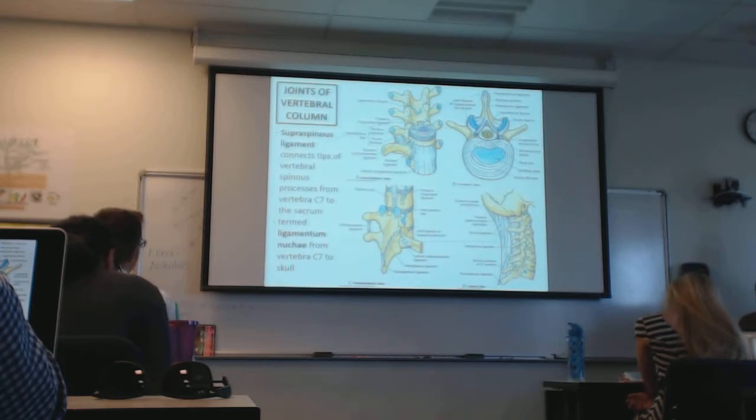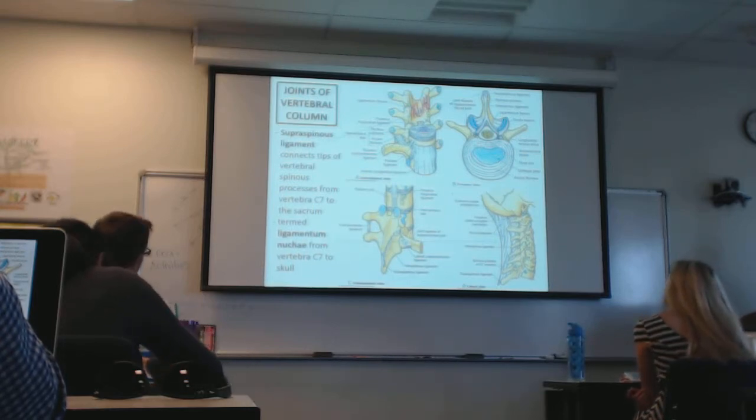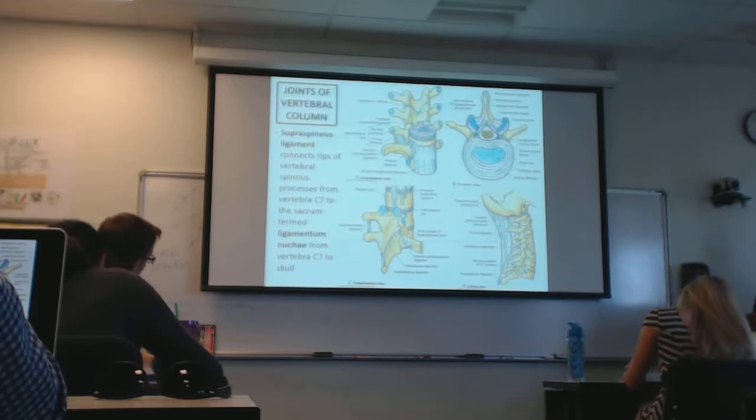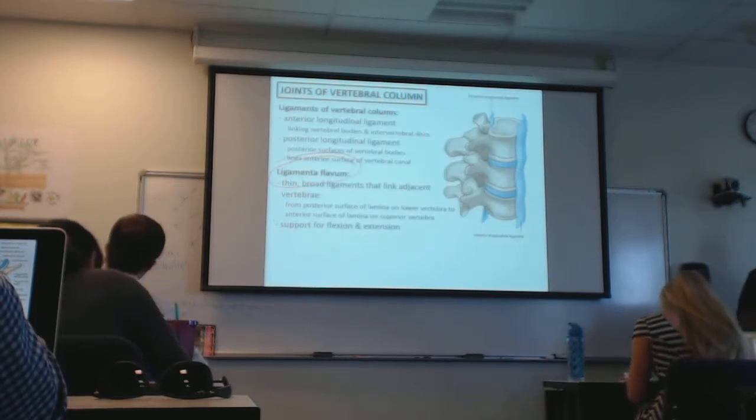So posterior to the cord is this long, this drapery, this very thick yellowish ligament called the ligamentum flavum. Ligamentum flavum, which just means yellow ligament.